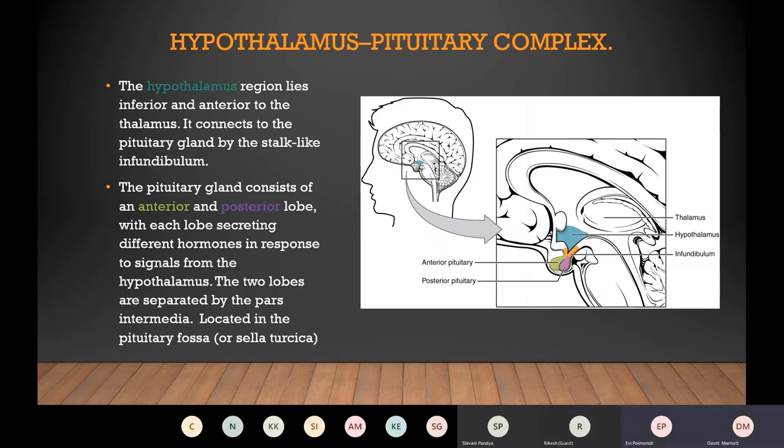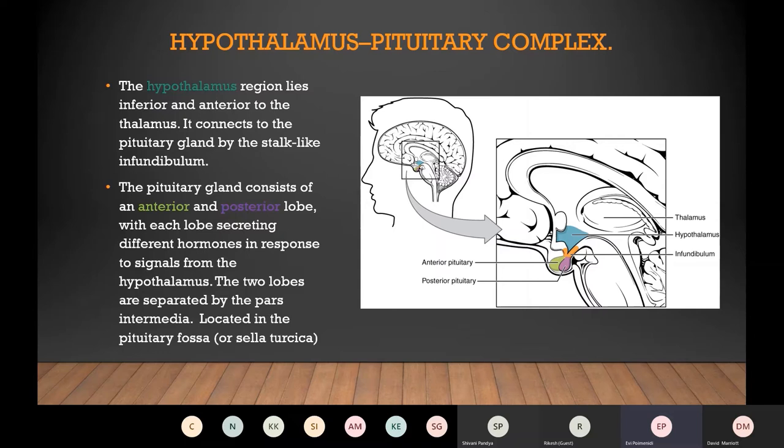So as you can see here on the picture on the right side, the hypothalamus lies inferior and anterior to the thalamus. It is in a blue-green kind of color, and it connects to the pituitary gland by the stalk-like infundibulum. You cannot see it really here, the infundibulum is orange. The pituitary gland, on the other hand, you can see beneath the infundibulum. It consists of two lobes, the anterior, which is the green part, and the posterior lobe, which is a bit of purple kind of parts.